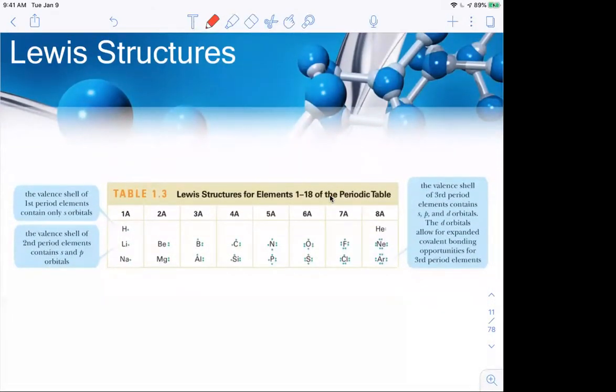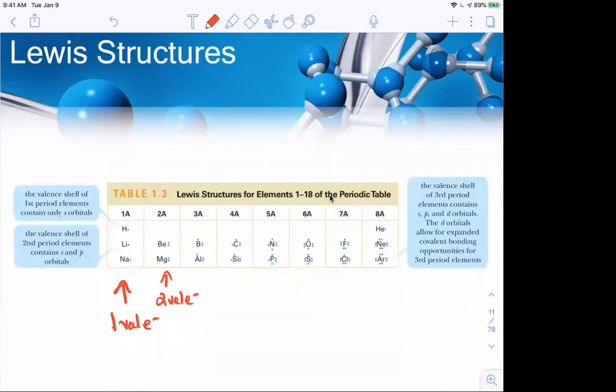Now what's interesting is that valence shell configurations are similar as I go down a group. Notice in group 1A, I always have 1 valence electron. In group 2A, I always have 2 valence electrons, and so on and so forth. So the shell that's being filled is going to be different as I go down a column in a group, as I go from period 1 to period 2 to period 3, etc. But the number and type of valence shell electrons is going to be the same.